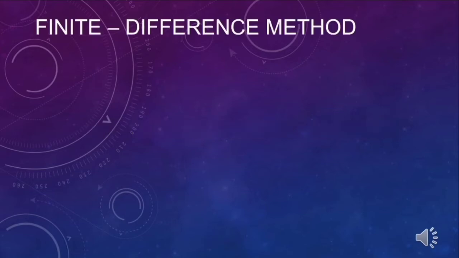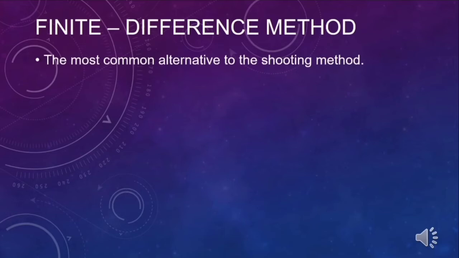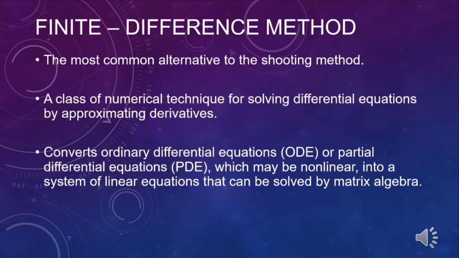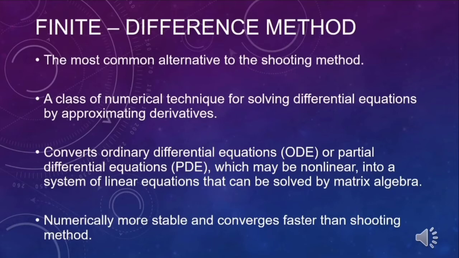So what is finite difference method? It is the most common alternative to the shooting method, a class of numerical technique for solving differential equations by approximating derivatives. It converts ordinary differential equations (ODE) or partial differential equations (PDE), which may be nonlinear, into a system of linear equations that can be solved by matrix algebra. Lastly, it is numerically more stable and converges faster than the shooting method.